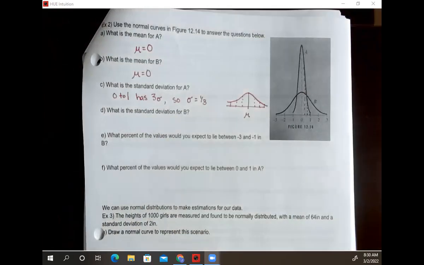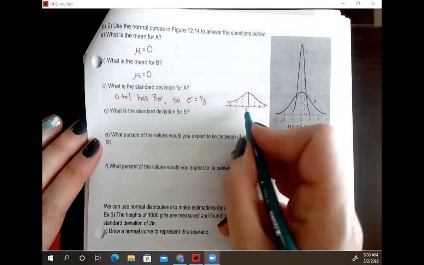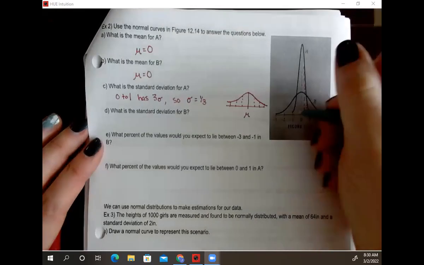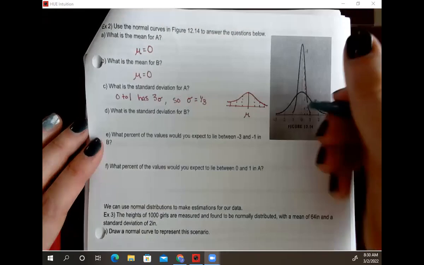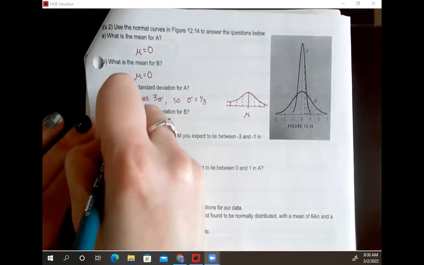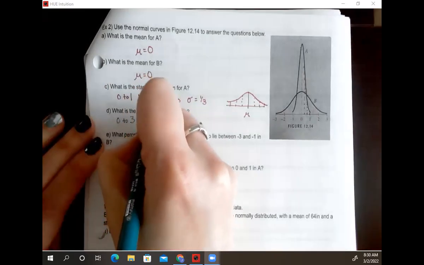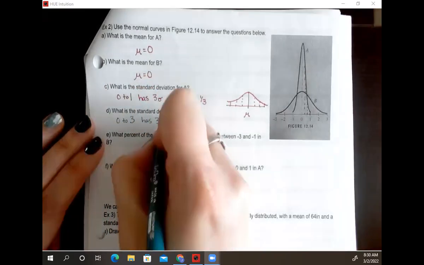If I look at B, it also is going to have the same 3 standard deviation chunks on either side. And I'll sketch on the lower side for B this time. But this time I go from 0 to -3. That still has 3 standard deviations in there.